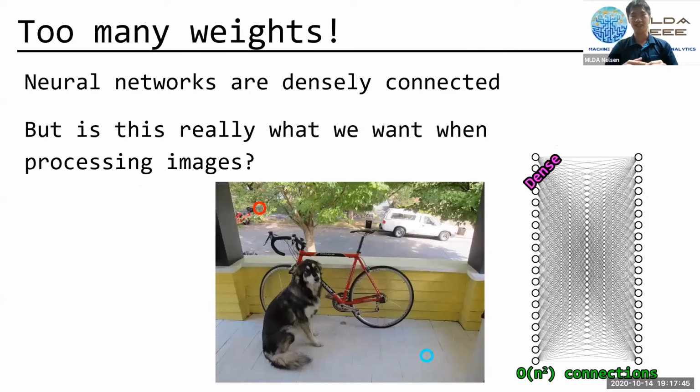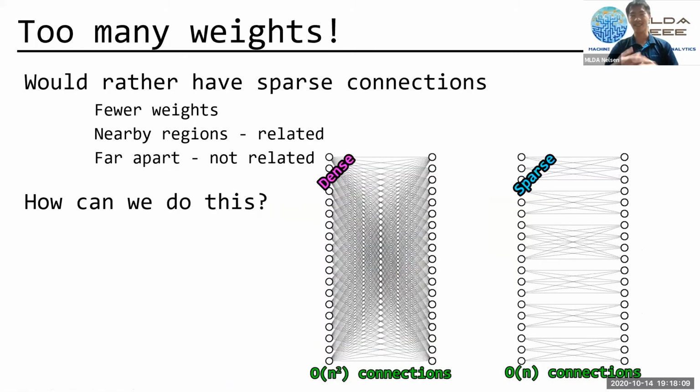The first issue is the number of weights. As I mentioned earlier, if the first layer has K neurons and the second layer has N, there will be K times N connections, or in this sense O(N squared) connections. So is it the best way to connect this neural network? The answer is actually no for images. Why is it no?